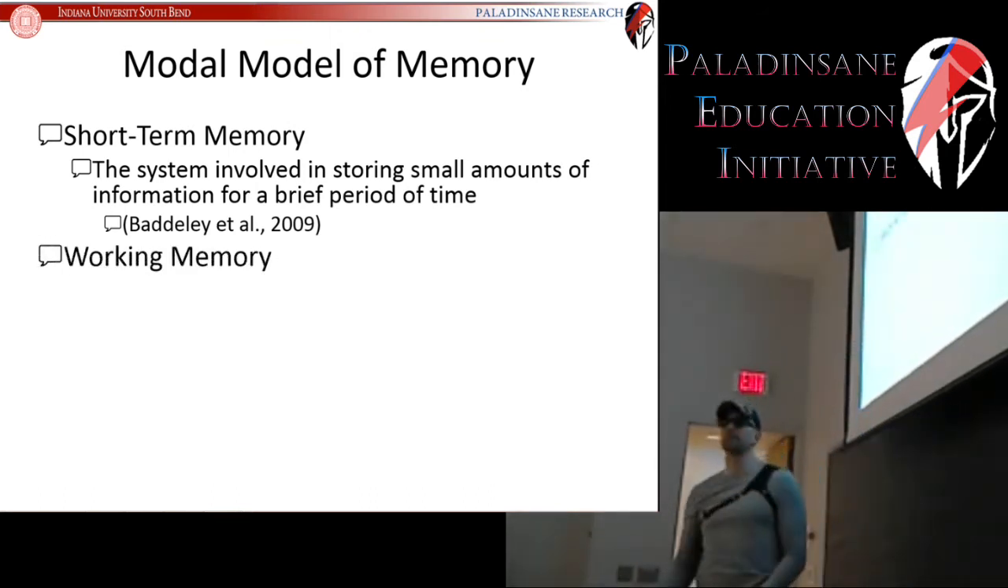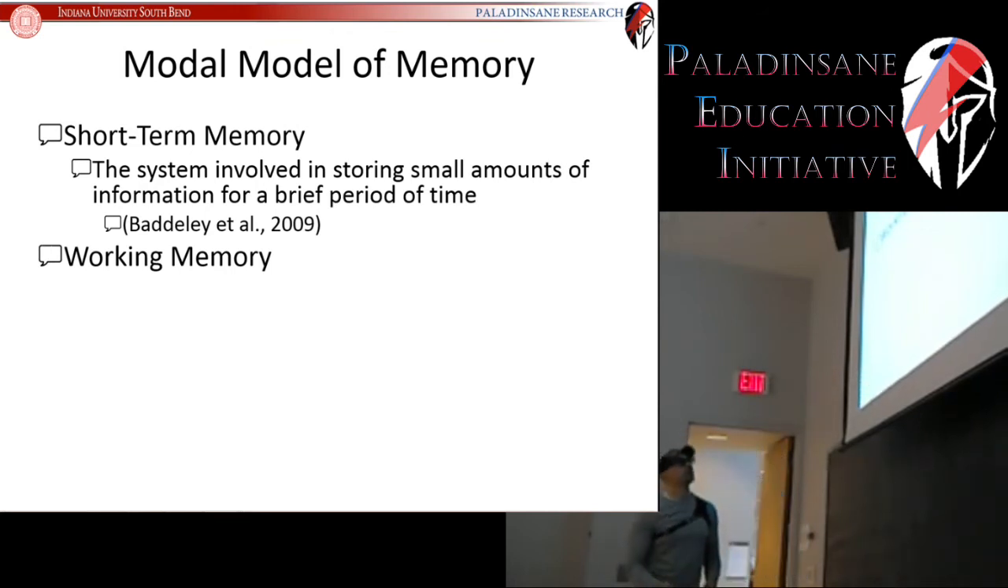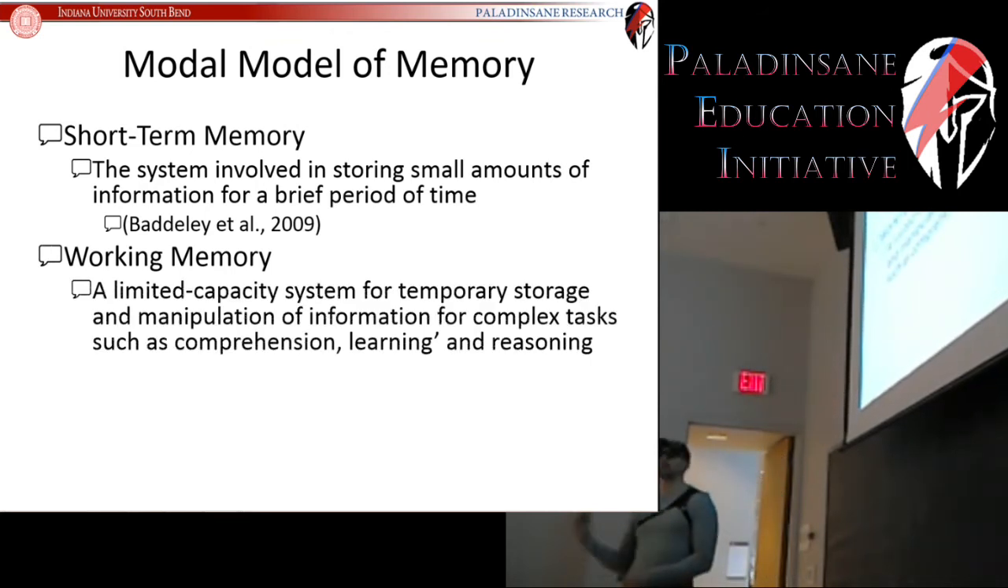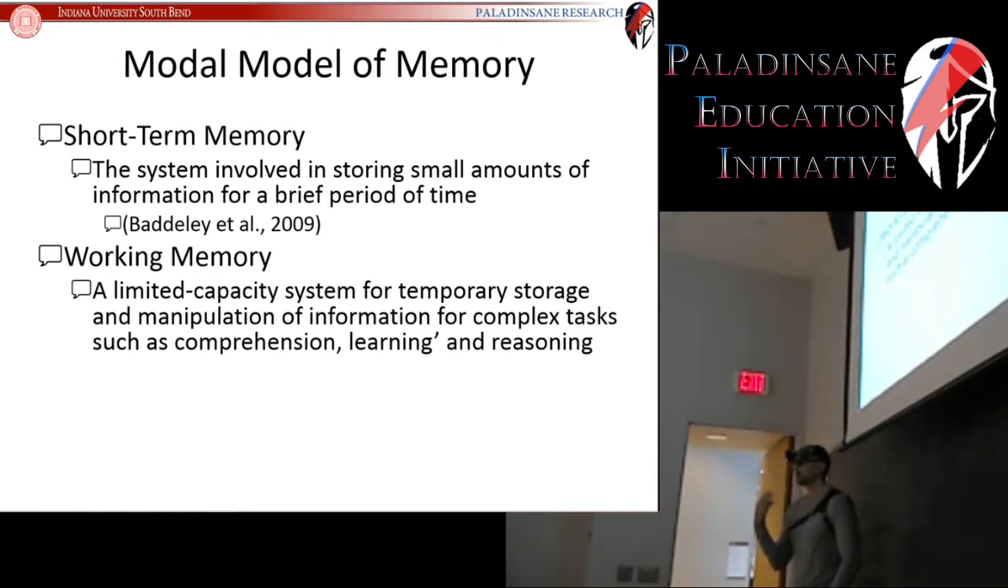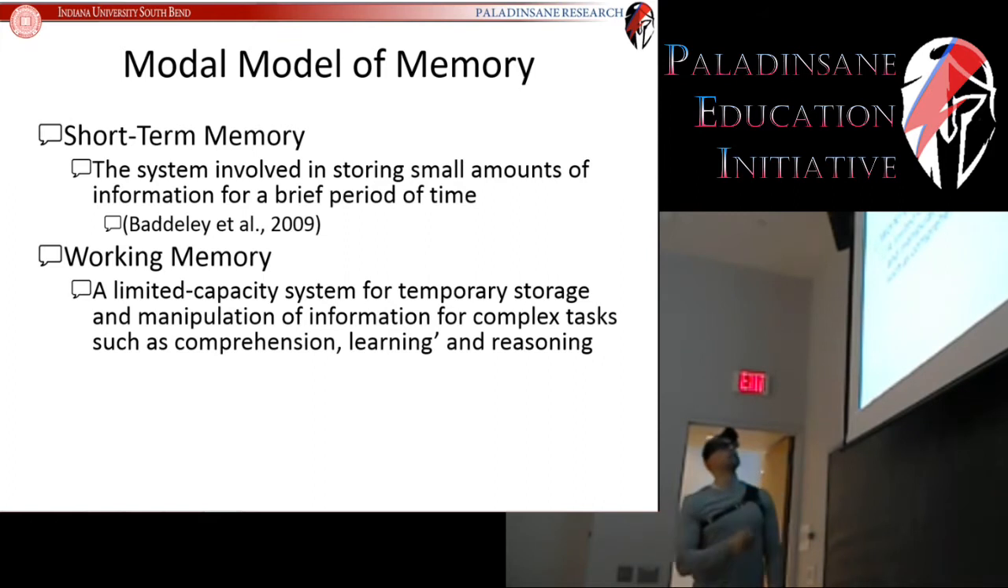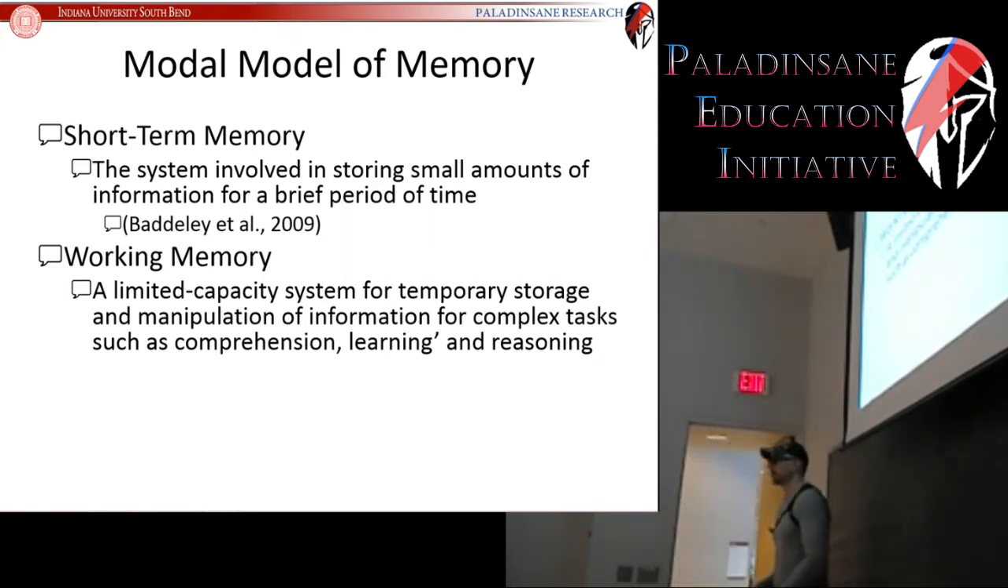Working memory is another type of memory. And working memory is your limited capacity system for temporary storage, and this is the key one here, manipulation of information for complex tasks such as comprehension, learning, and reasoning. So people oftentimes get working memory and short-term memory confused, and some theories actually combine the two into the same mode of memory. But the key difference here is that working memory is used for manipulation of information.